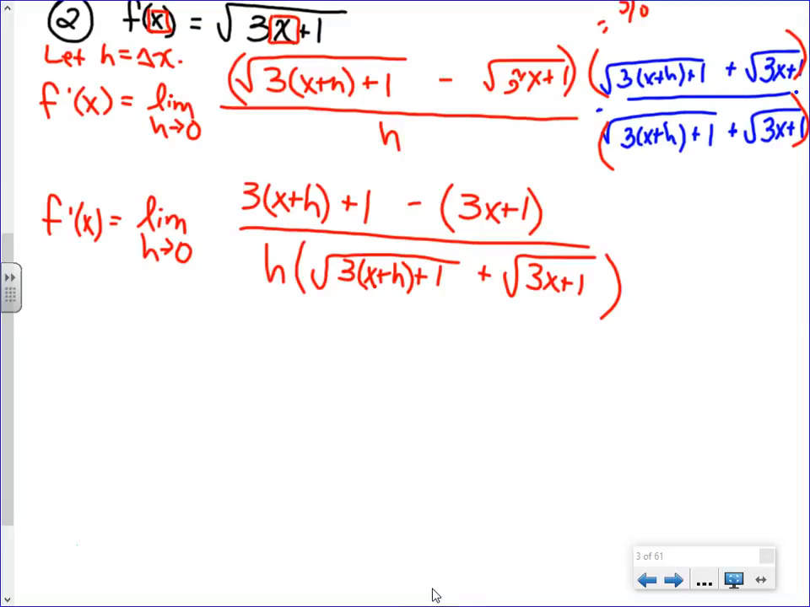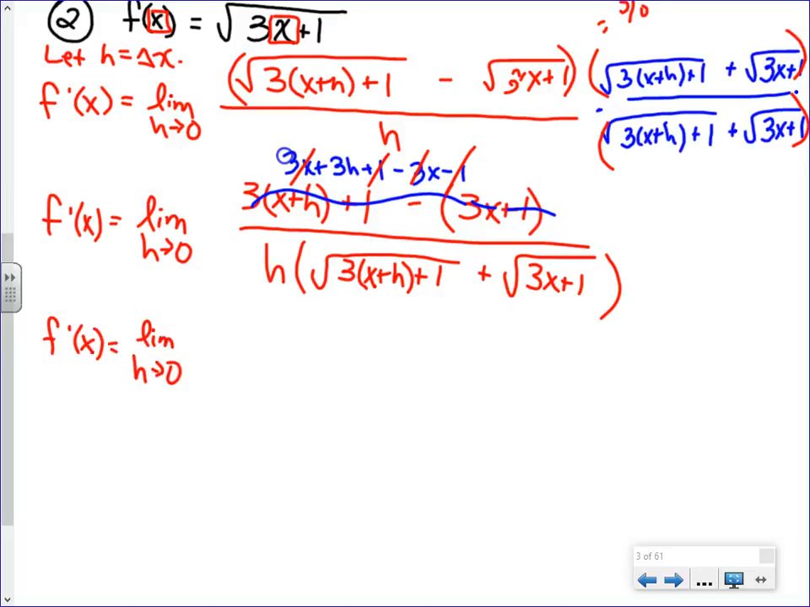So to simplify stuff, we could end up getting our 3x plus 3h plus 1, minus 3x minus 1. Okay, now what can I simplify? 3x's are gone, the 1's are gone. The h's now can be reduced. But let me go ahead and show that because that's kind of a tricky step for some. So all I have left on top is a 3 times h, that's important. And on bottom I have an h times, it's been factored out, or it's written in factors.